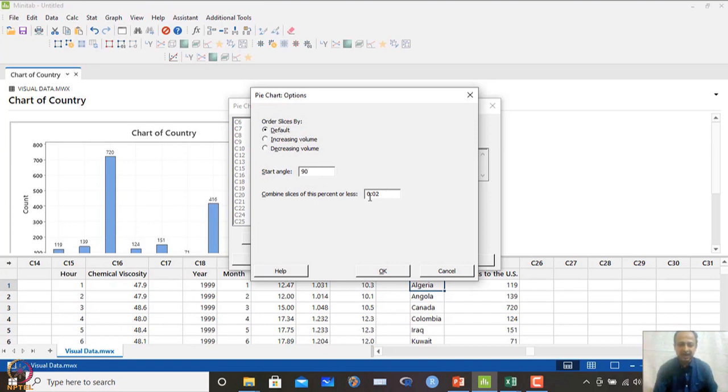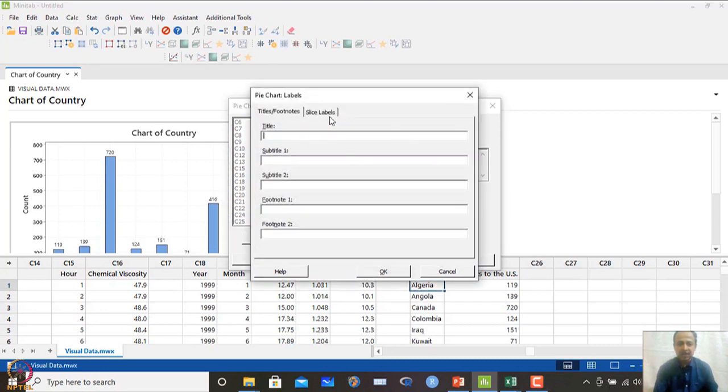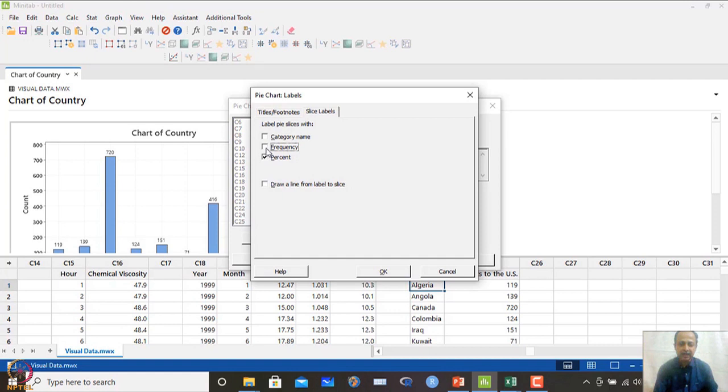So combine slice, this portion, either we keep it 0 or, and this is the Minitab default 0.02. Anything less than 0.02 will be combined together, the slices will be combined like that. So I am not going into it, I am using the default option over here. So label, if you want to see the labels over here, I can click any of these. Frequency, you want to see percentage, I am interested in percentage. So I want to see both frequency and percentage, let us say.